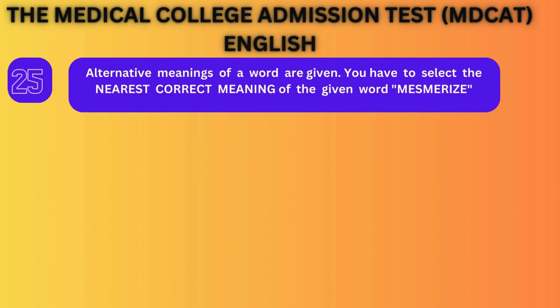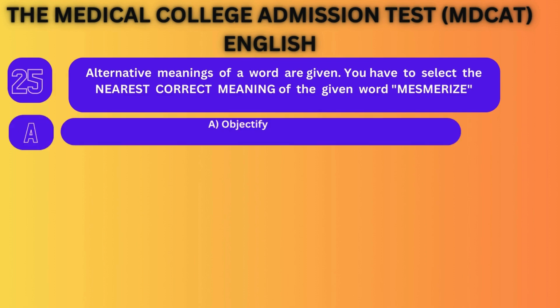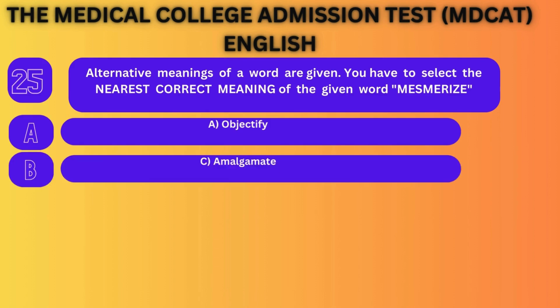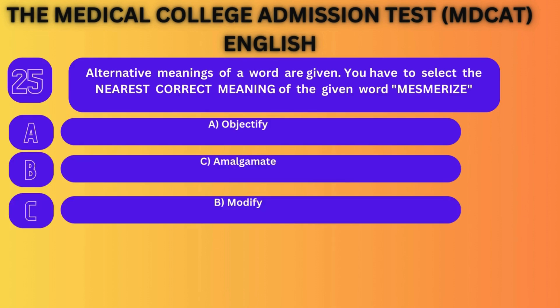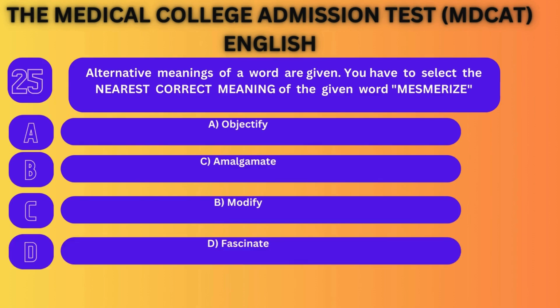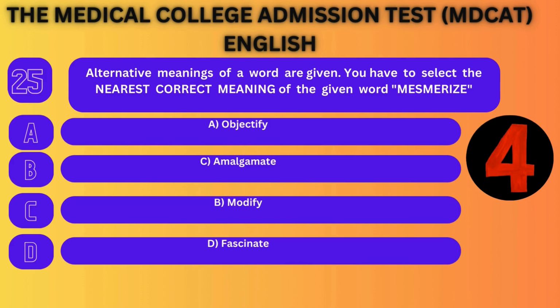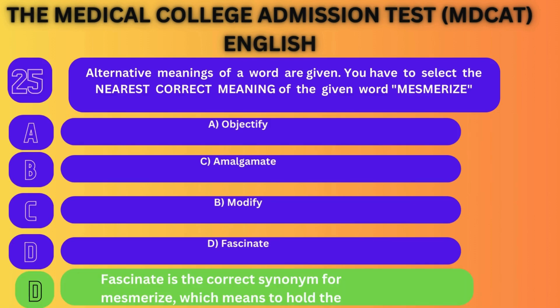Question number 25. Alternative meanings of a word are given. You have to select the nearest correct meaning of the given word, mesmerize. Option A. Objectify. Option B. Amalgamate. Option C. Modify. Option D. Fascinate. Correct answer is D.